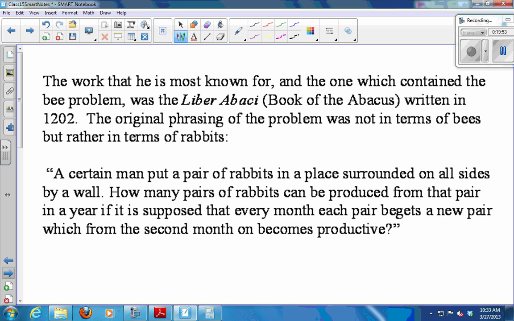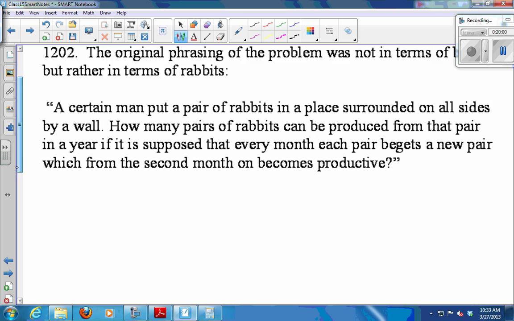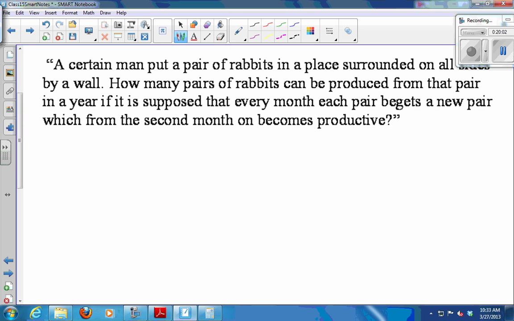So the original phrasing of the problem was in terms of rabbits, not bees. This is the problem that he wrote in his book. He said, a certain man put a pair of rabbits in a place surrounded on all sides by a wall. So you've got 2 rabbits in an enclosed space. And it says how many pairs of rabbits can be produced from that pair in 1 year if it's assumed that every month each pair makes a new pair, which from the 2nd month on becomes productive.